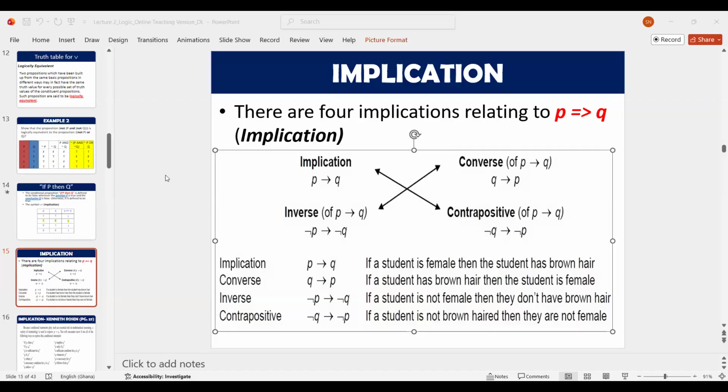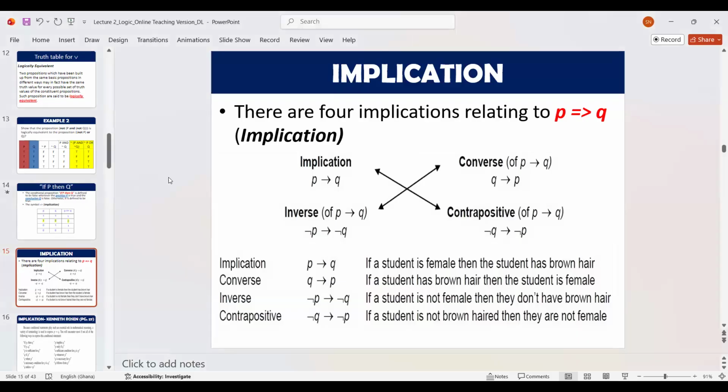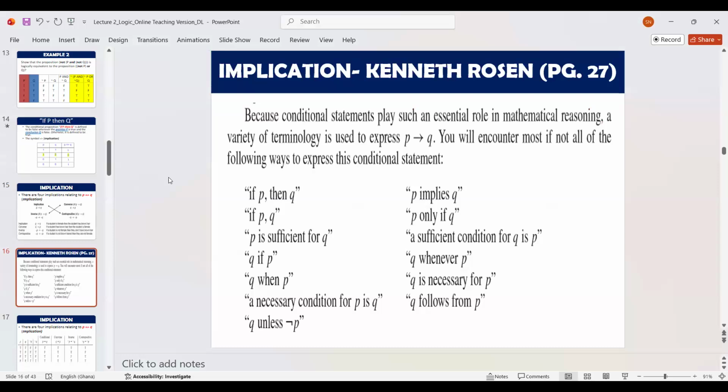That's the first information I need you to remember. Now, the second one, and the most important one, is this. You can find this on page 27 if you download Kenneth Rosen. Again, P implying Q that you see here can be represented in 13 different ways. So there are 13 ways of representing P implying Q.